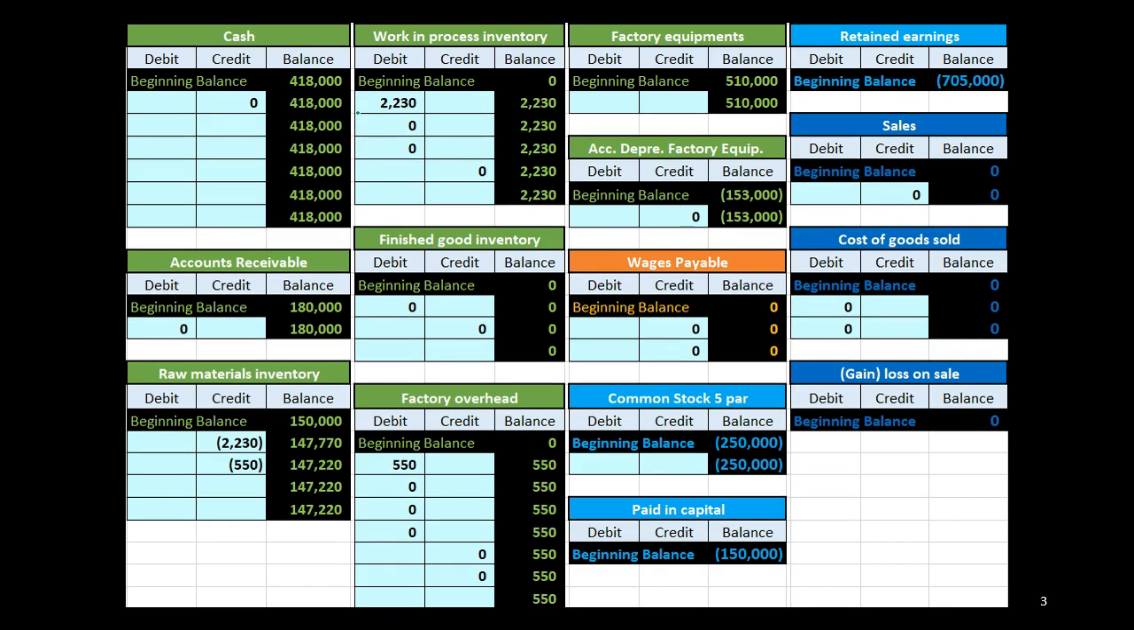So then the next thing that we're going to have happen is, say, this is our next transaction. The next new thing is this item and this item. So factory overhead is going up, and the raw materials is going down from 147,770 down by 550 to 147,220. So what happened here is raw materials going down again, but it didn't go to the work in process this time. It instead went to factory overhead. Why? Because we didn't know which job to put it to.